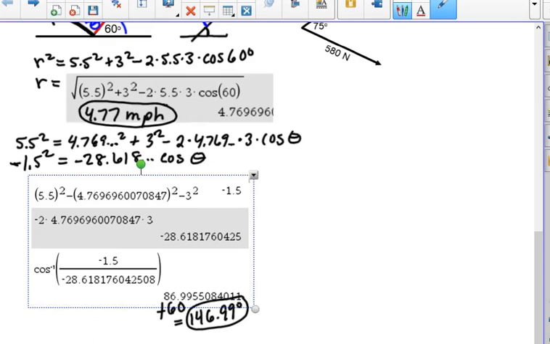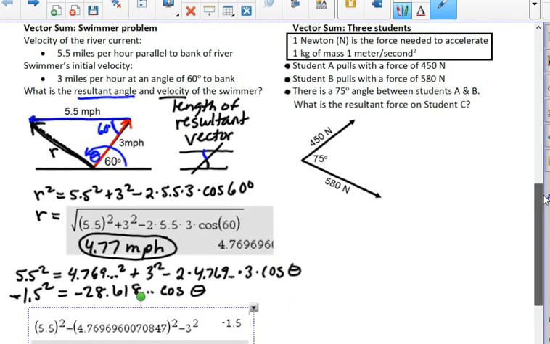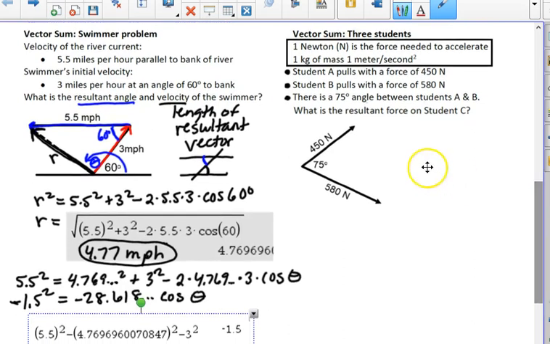Okay, so that's how we determine a vector. It has a length and a direction. Now I want to do this other problem here. And this is, we have two students. One student is pulling with a force of 450 newtons, that direction. The other student is pulling with a force of 580 newtons, that direction.